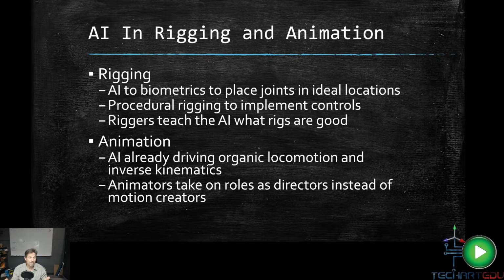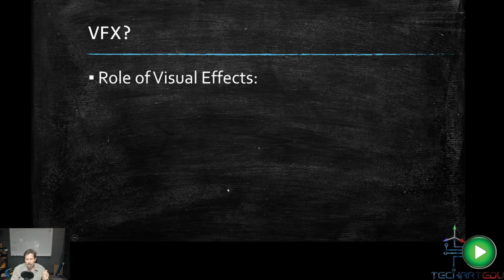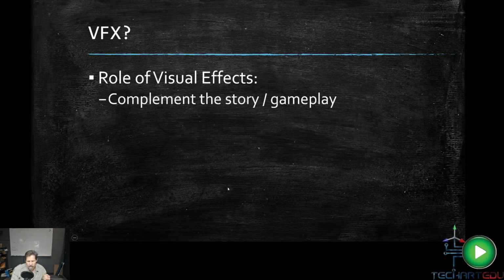And so they're going to become basically QA for animation and for motion. So what about visual effects? Well, think about where AI is being used for those other areas. Well, we know that visual effects complement the story and the gameplay. And without the story and without the gameplay, visual effects aren't really anything.